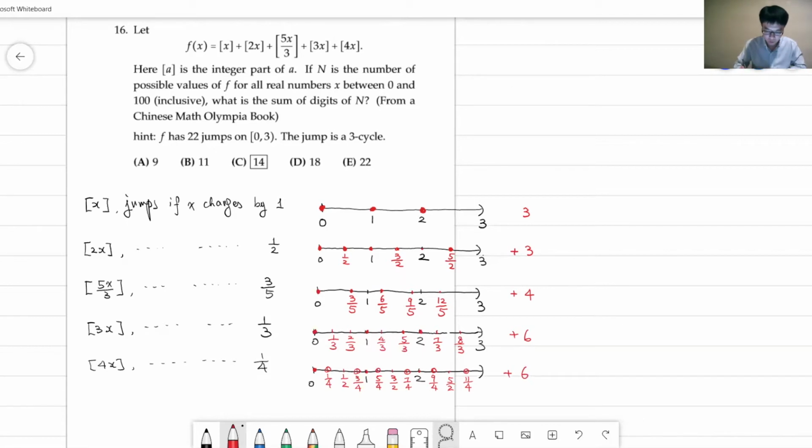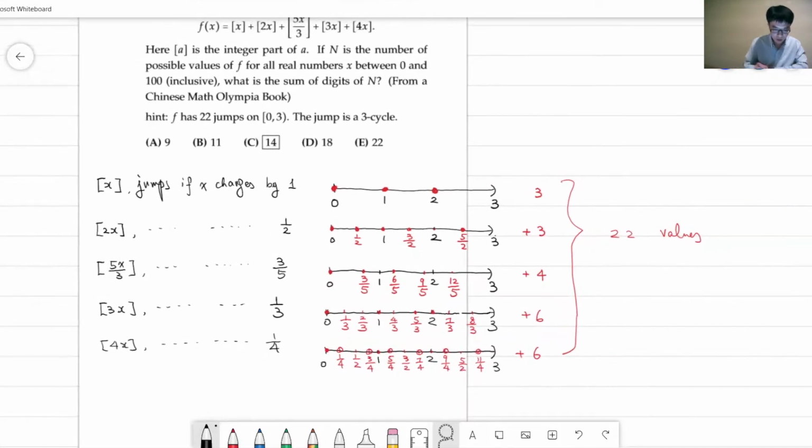Okay. Now if we count the total jumps over the interval from 0 to 3, we have the sum of these 5 numbers, which is 22. 6 plus 10, yeah, 22. That means for the interval from 0 to 3, 3 open, we have 22 values.